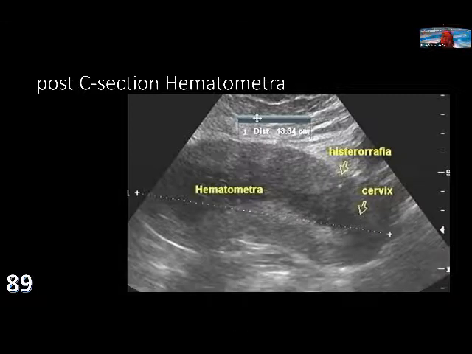Different case. A patient continuing to have more than usual pain and more than usual bleeding, sometimes after a C-section. This is a long axis of the uterus of a recent C-section woman. The uterus length is close to 14 centimeters and it has a collection inside.